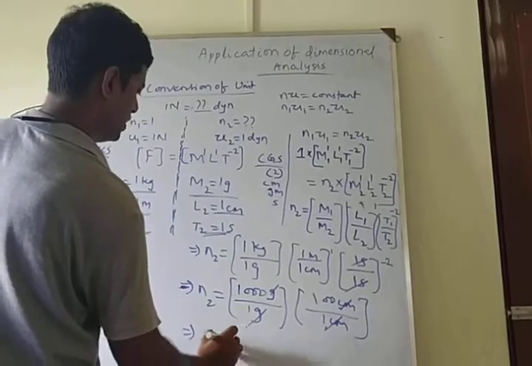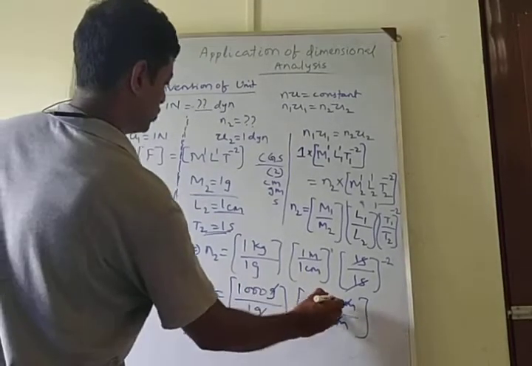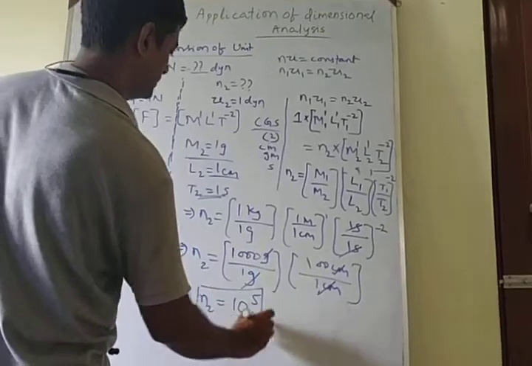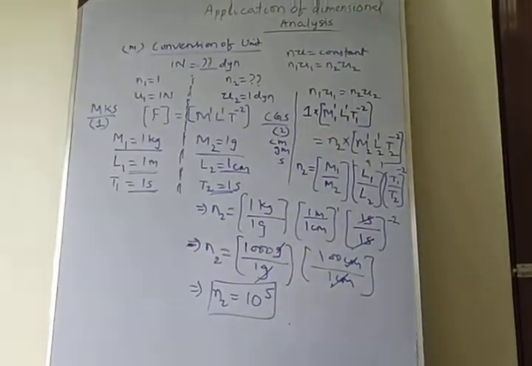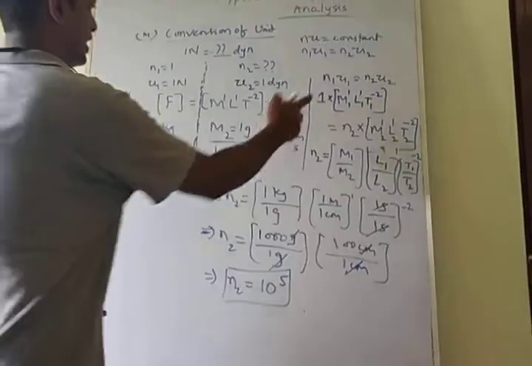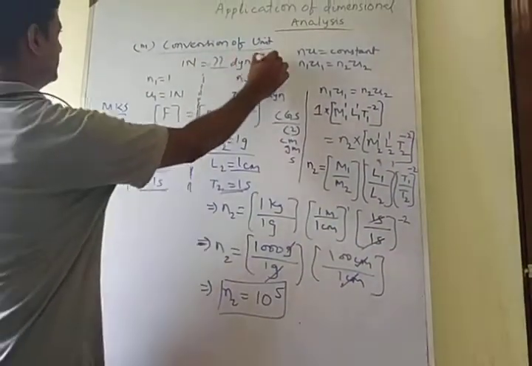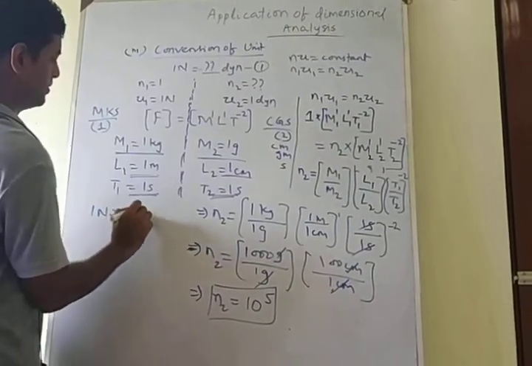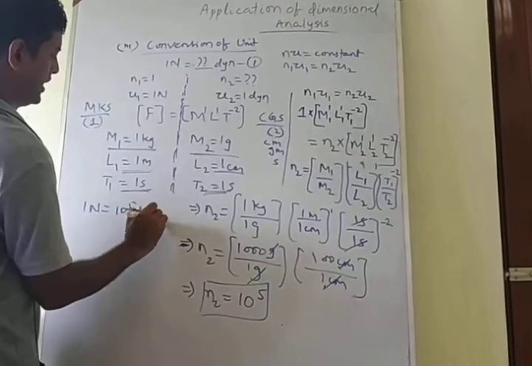Now N2 equal to 1, 2, 3, 4, 5. Now 10 to the power 5. So I got N2 is 10 to the power 5. Now I'll write the equation here. I fill the blank. 1 Newton equal to 10 to the power 5 dyne.